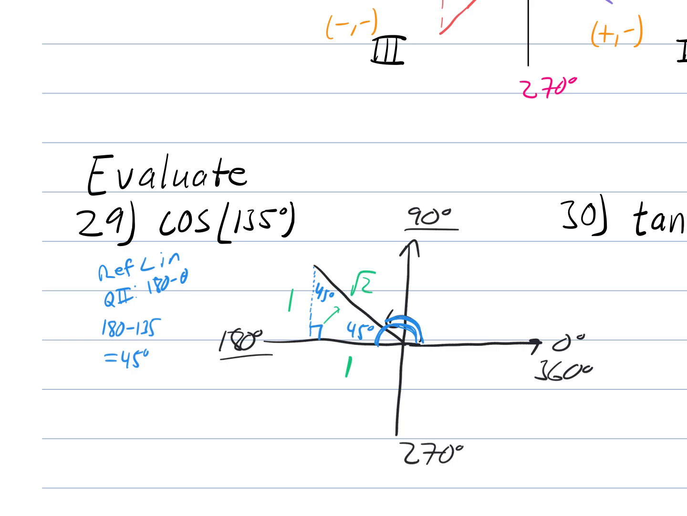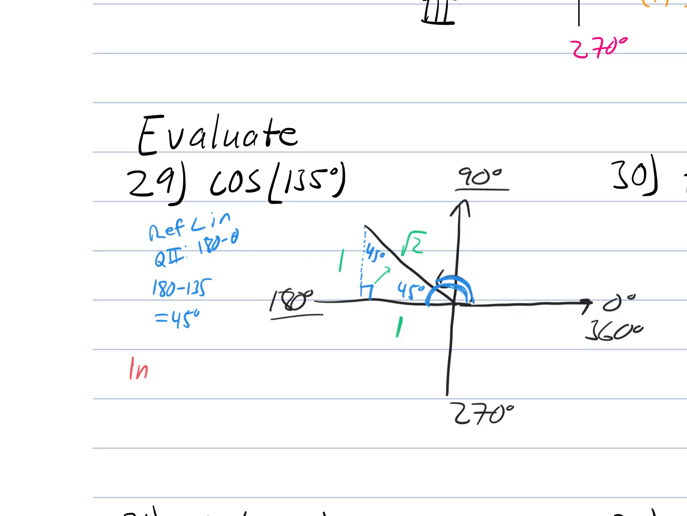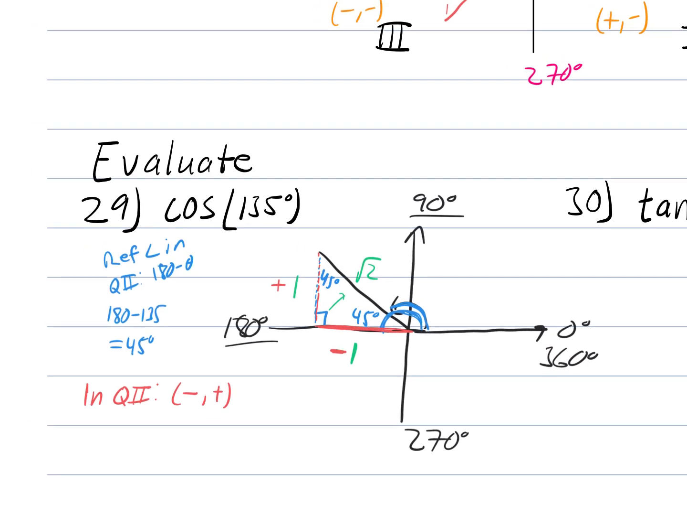All right. Now, another thing to make note of are the signs. I had said that in quadrant 2, x is negative, but y is positive, right? The x value is going to be this horizontal distance, so I'm going to make that negative. And then y is this vertical one, right? So that's going to stay positive.